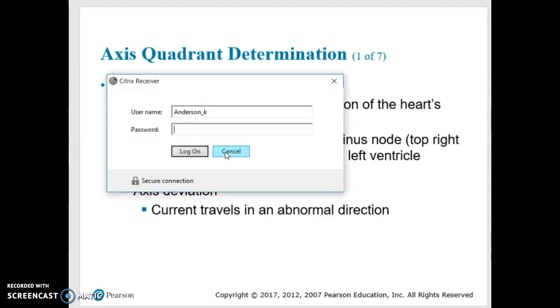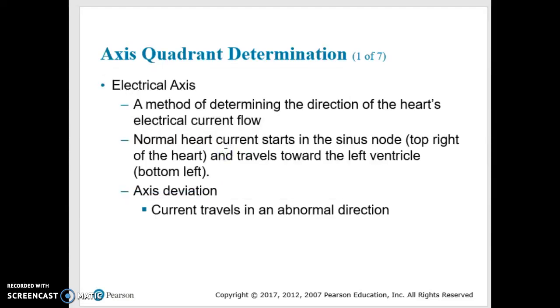Hey guys, we're going to talk about axis quadrant determination in this video. First, the electrical axis. This is a method of determining the direction of the heart's electrical current flow. The normal heart current starts in the sinus node, or the SA node, which is in the top right of the heart, and it travels down toward the left ventricle, which is the bottom left. So if we drew an arrow depicting this current flow, the arrow would point down and to the left.